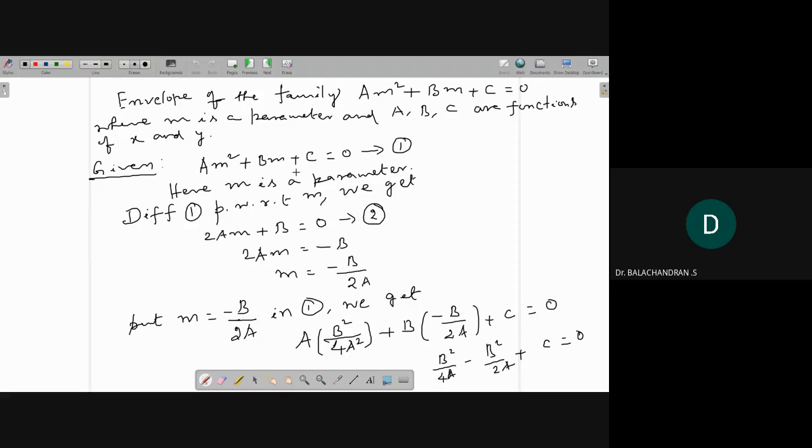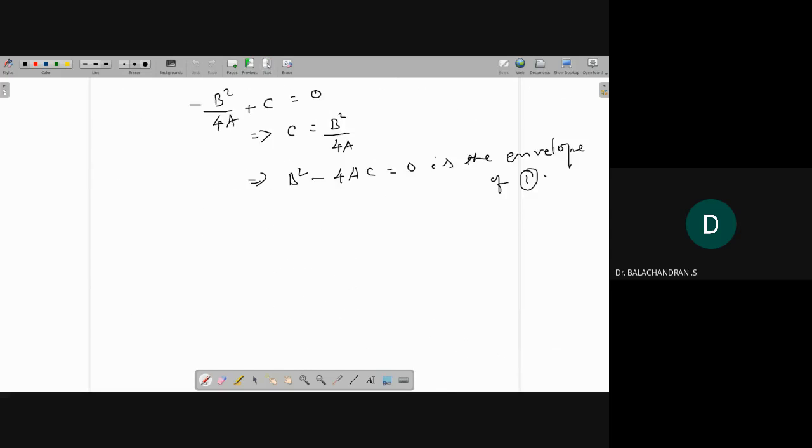Suppose your equation is quadratic with respect to the parameter, then the envelope of the family of curves is B square minus 4AC equal to 0.